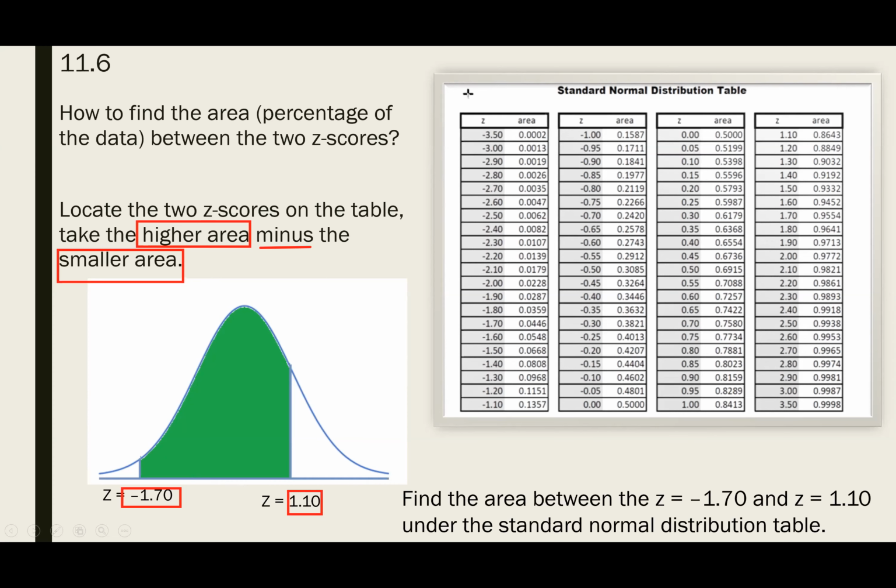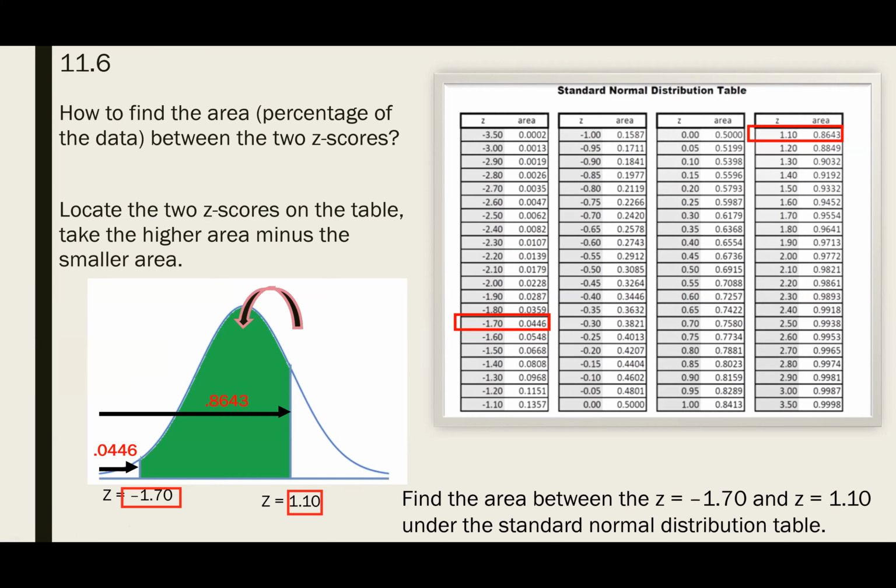So now what you need to do is find the area for both z-scores. What is the area of the z-score of negative 1.7? Negative 1.7 is right here, right? We're looking for the area in between. That's the green shaded item. Negative 1.7 is 0.0446, and that's from the left-hand side to that. And I need to look for the area of 1.10. 1.10 is 0.8643. Everybody see those are the two z-scores, and the areas that correspond to them.